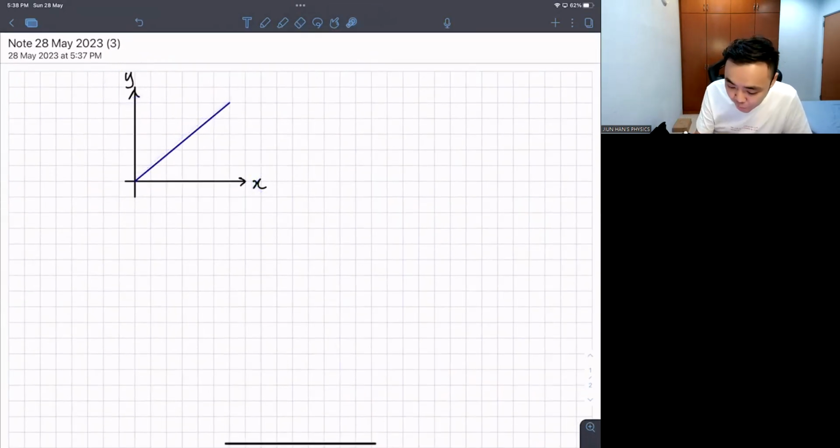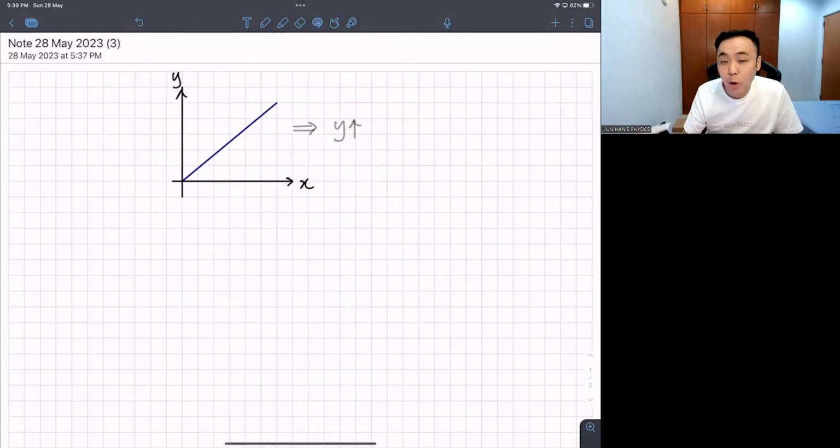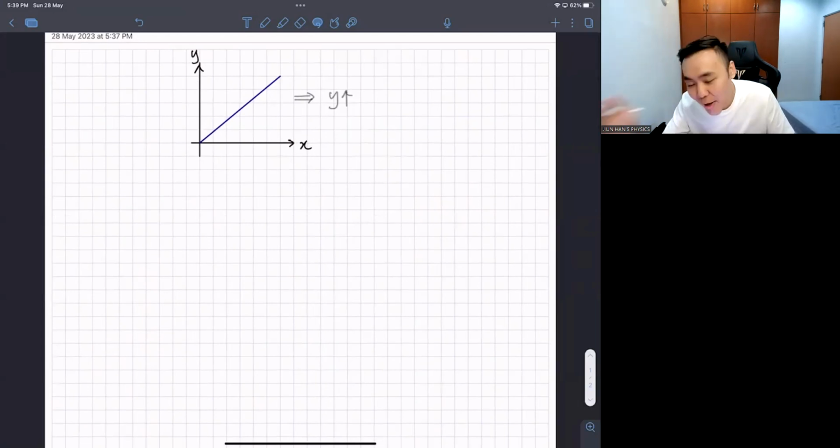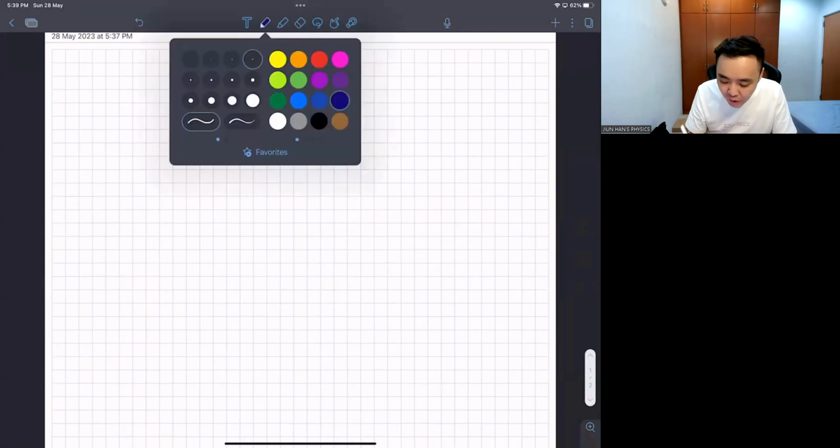When a graph goes up, you know what it means? If you translate the graph, they are trying to tell you one thing only, which is what? Your y value increased. That's it. So pay attention. When you see the graph go up, it means your y goes up. When you see the graph go down, it means your y goes down. That would depend on what kind of graph you're getting.